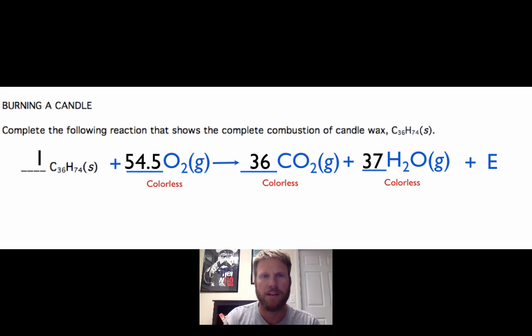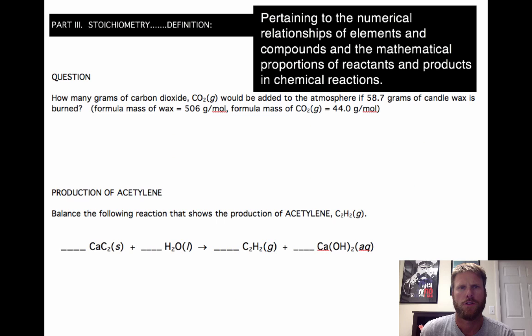On the reactant side, this gives us a fraction. To get whole numbers, we simply need to multiply all the coefficients by 2. Either one of these will be an acceptable way to balance this reaction.